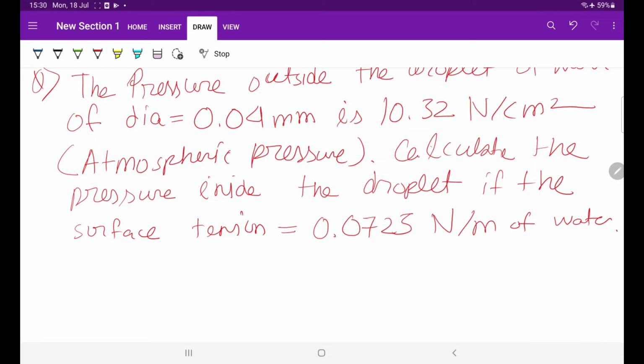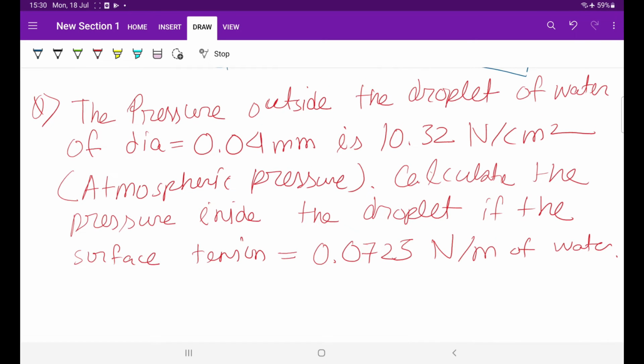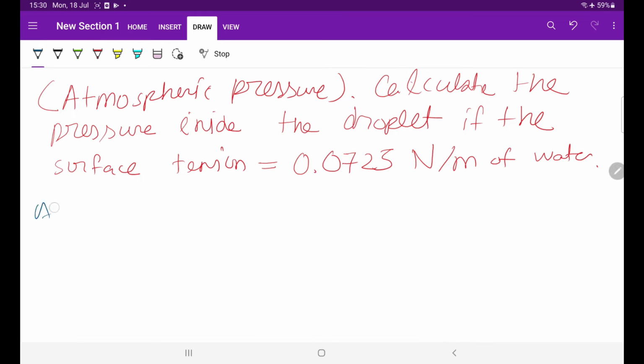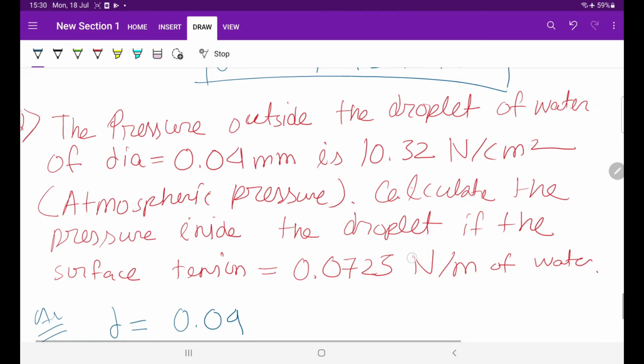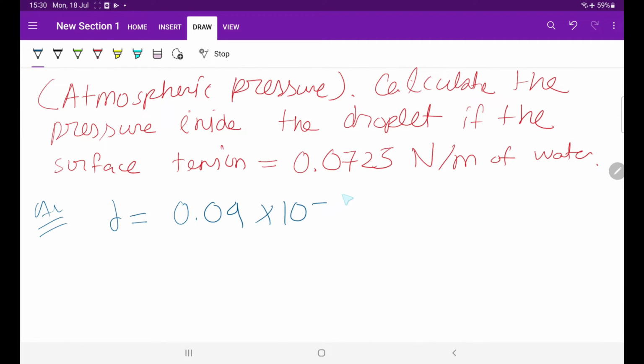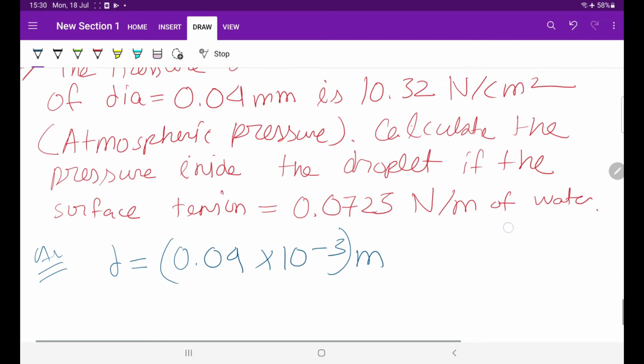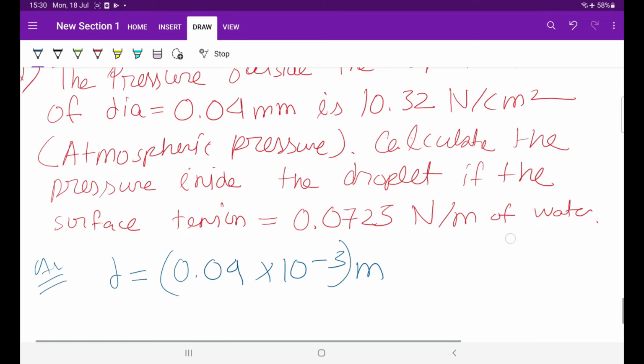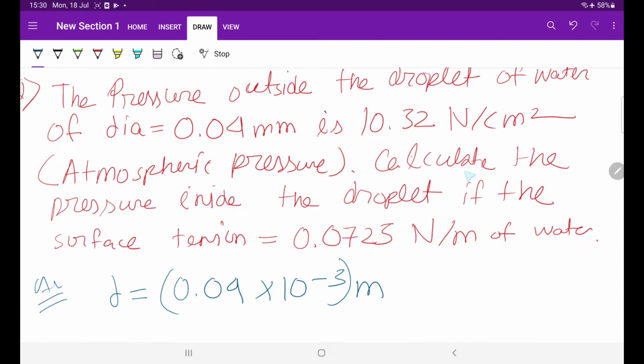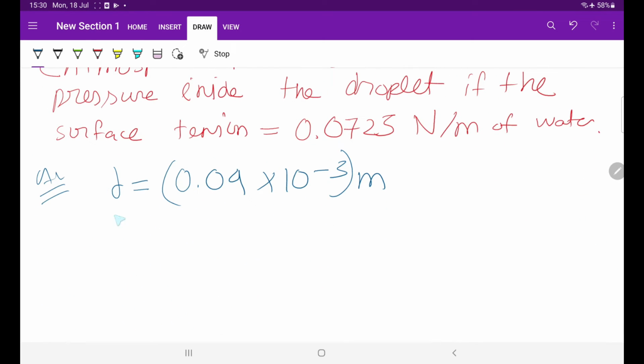So here we have this water droplet, and the outside pressure and dia is given. So let's first just do the given data. Dia of the water droplet is given, which is 0.04 mm, so 0.04 into 10 to the power minus 3 meter, right? Directly we write this, and then we have this sigma. And this is 10.32, so for the outside, just write outside droplet.